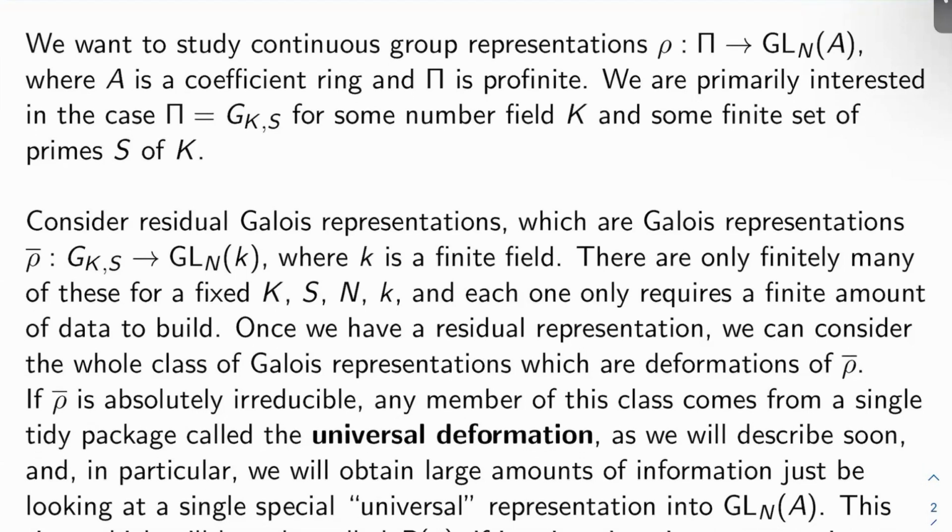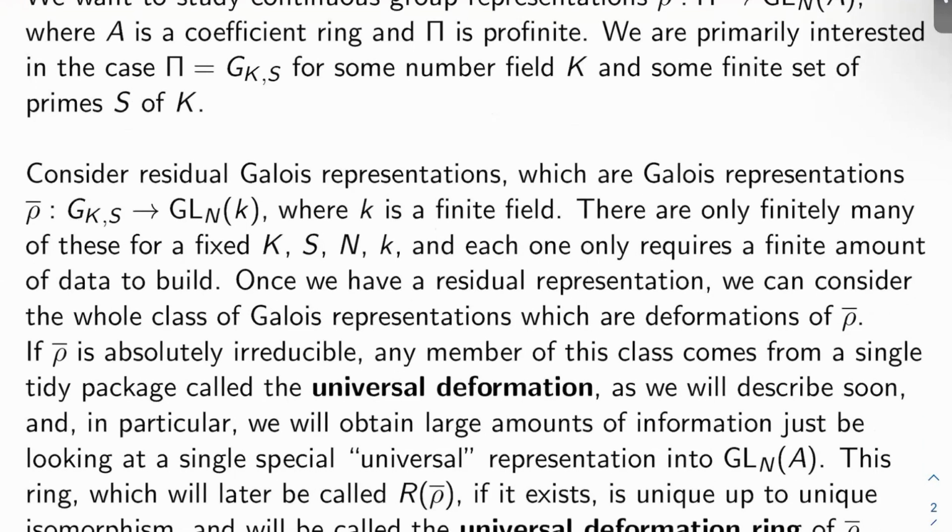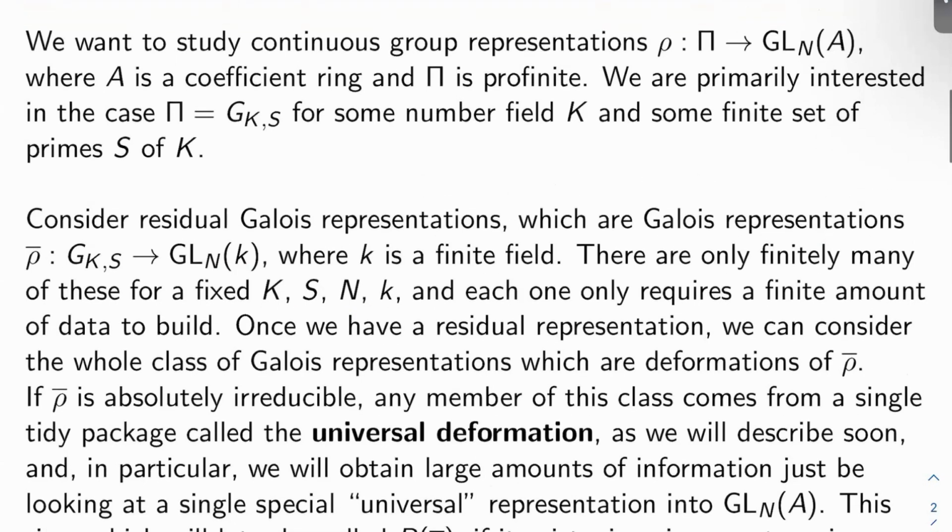Let's consider for a moment residual Galois representations, which are Galois representations rho bar from G_{K,S} to GL_n of k, where k is a finite field. There are only finitely many of these for a fixed K, S, and n, and each one only requires a finite amount of data to build. So these are excellent objects to study instead of studying these more complicated objects rho.